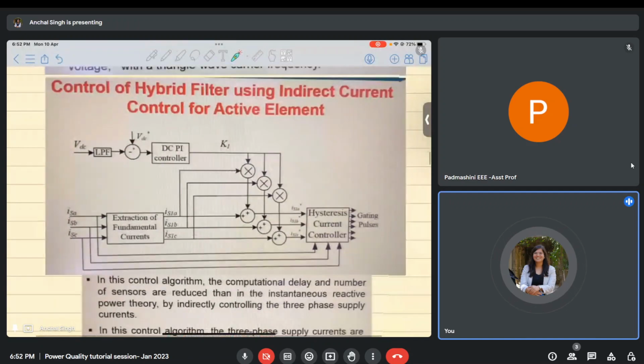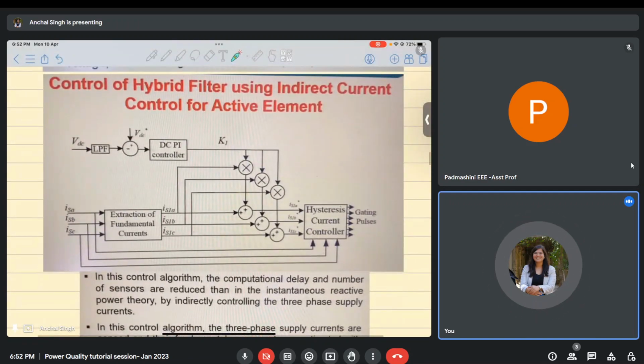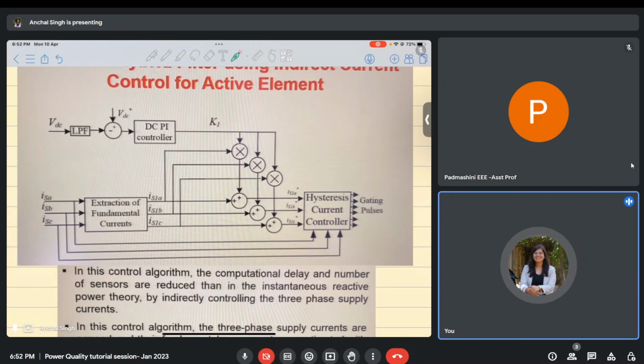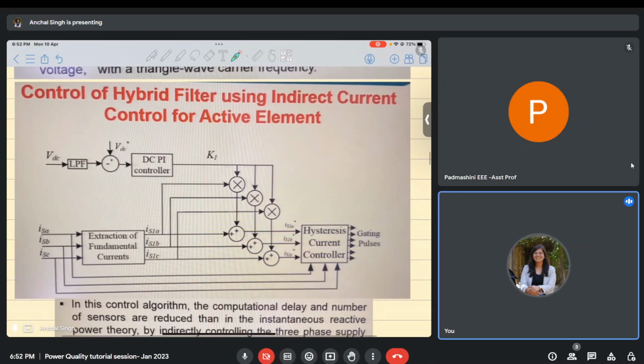Now, let's look at another example of another algorithm, called indirect current control for the active filter. In this algorithm, first of all, the VDC loop will remain the same. Why will it remain the same? Because no matter what kind of control algorithm I am using, I have to maintain the DC link voltage equal to its reference value, that is VDC star.